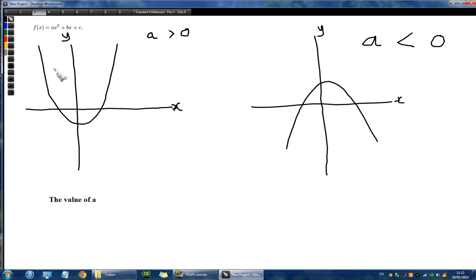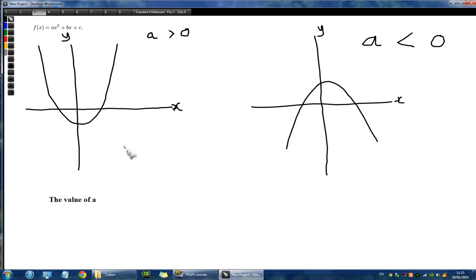So what shape can we have then? We can have this U-shaped parabola or an N-shaped parabola. The shape of the parabola overall is given by the value of a. If a is bigger than 0, a positive number, we get the U shape. And if it's less than 0, we get this N shape.